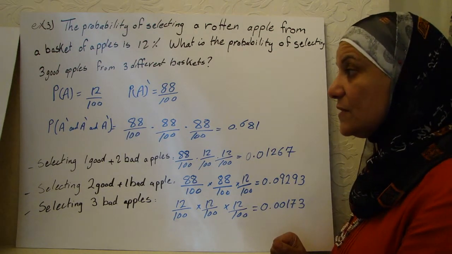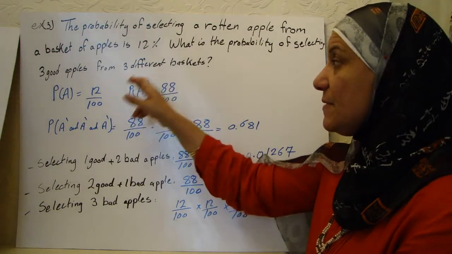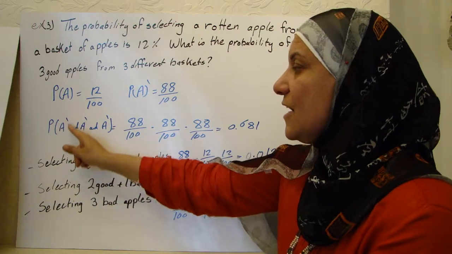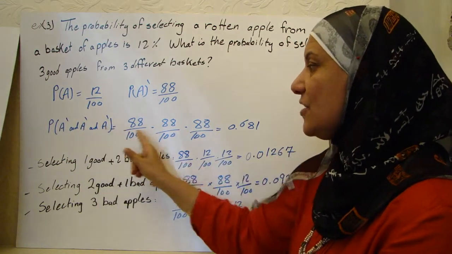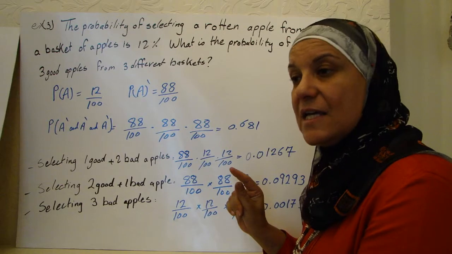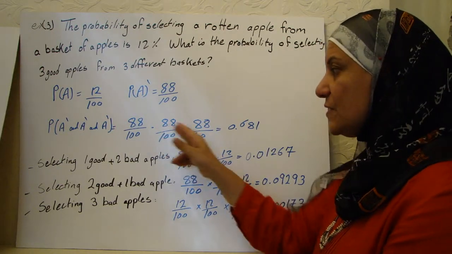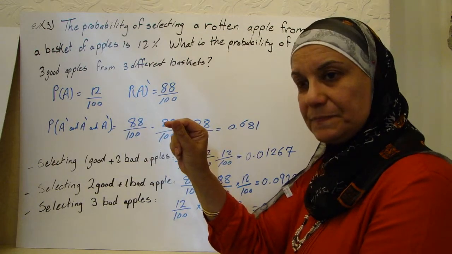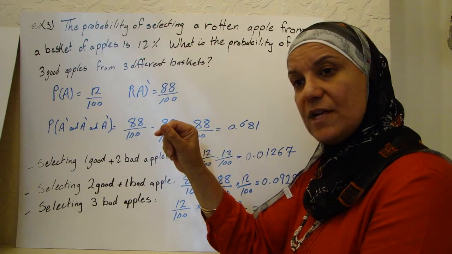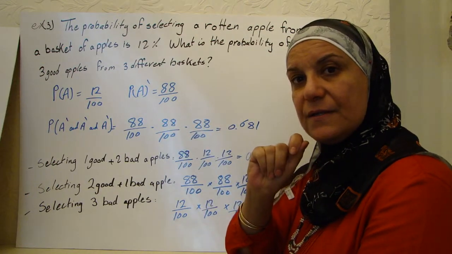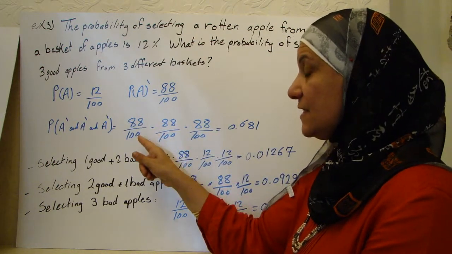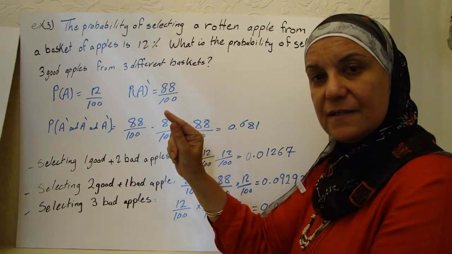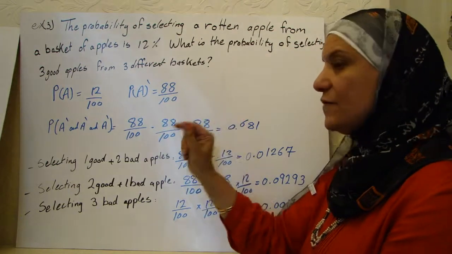So this is how we use the probability of the complement in order to get my probability A dash and A dash and A dash, which is multiplied, and they are independent events. That's why I'm going to use the same one again. What if I told you I'm going to use the same basket? Should I have the 88 over 100, or should I have a different one? Probably, if it is dependent, I'm going to have 87 over 99, and then 87 over 99, and so on.